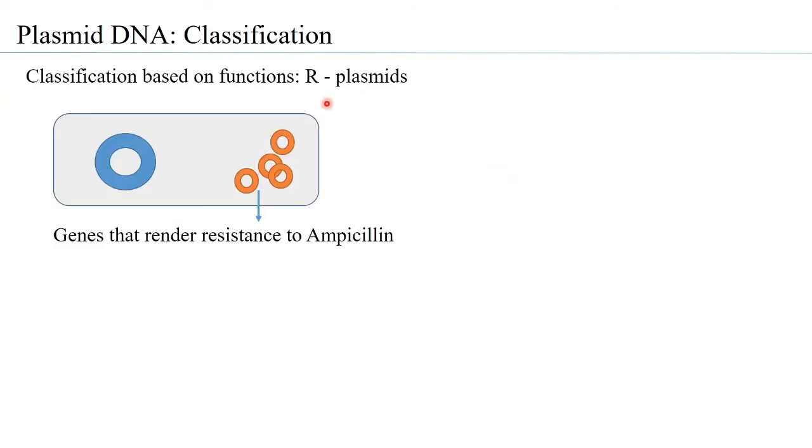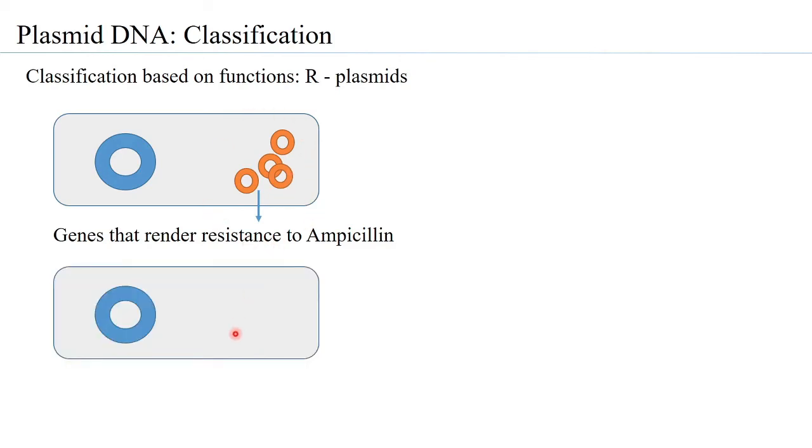Now we go to the second type or group of plasmids, that is called R plasmids. So R over here stands for resistance. Let us consider a bacteria which has a set of plasmids that have genes that render resistance to ampicillin, which means that these plasmids have genes that are able to somehow ensure that the ampicillin does not kill the bacteria. So what we are trying to say is that this bacteria will not be killed by the antibiotics simply because it has these R plasmids within it.